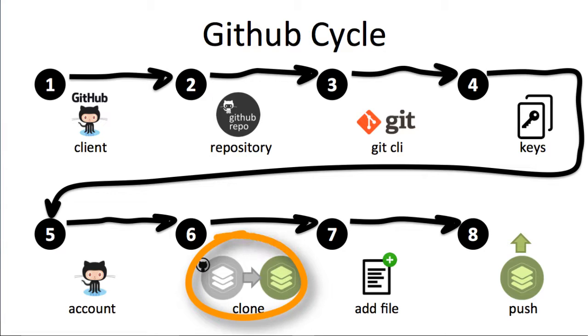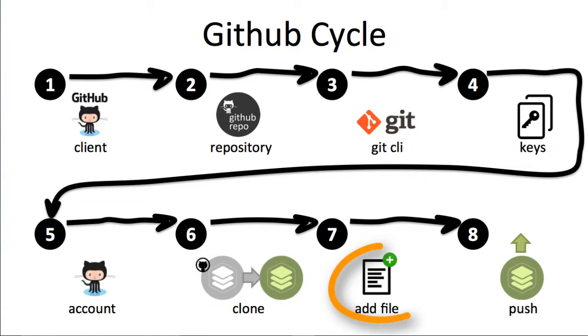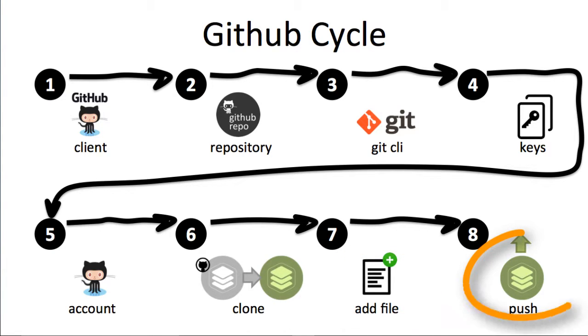We'll then clone the repository we created to our local machine. We'll add a file, and ultimately, to close it all off, we will push those changes back into the GitHub repository. So we're going to go full cycle. So let's go ahead and get started.